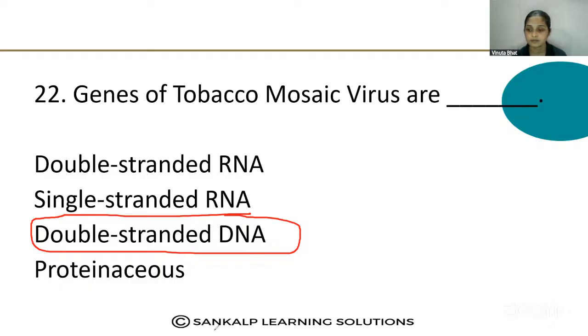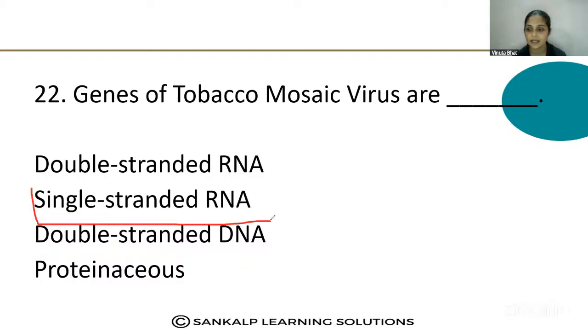Sorry, here it is single-stranded RNA. Yes, that is the correct one. TMV contains single-stranded RNA. Tobacco mosaic virus contains single-stranded RNA.